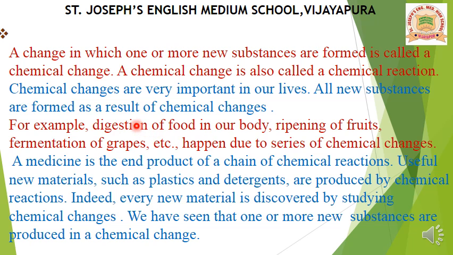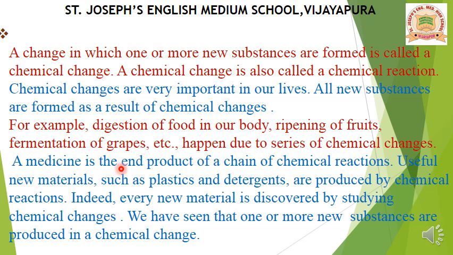All the new substances are formed by the action of chemical changes. For example, digestion of food in our body, ripening of fruits, fermentation of grapes. Ripening of fruits leads to a juicy fruit. Digestion of food is a chemical change. The food is digested and converted into useful substances for the body. Fermentation of grapes changing into wine happens due to a series of chemical changes.